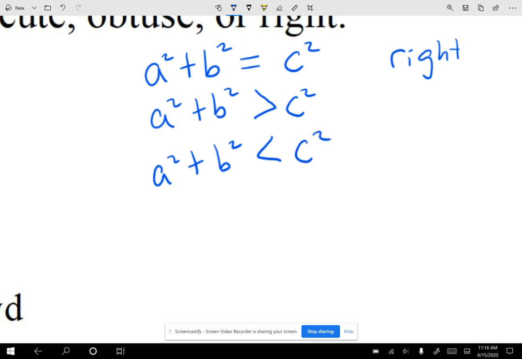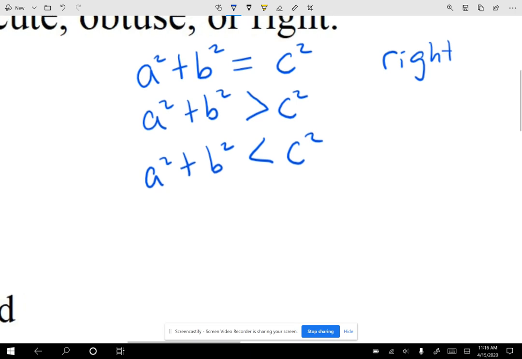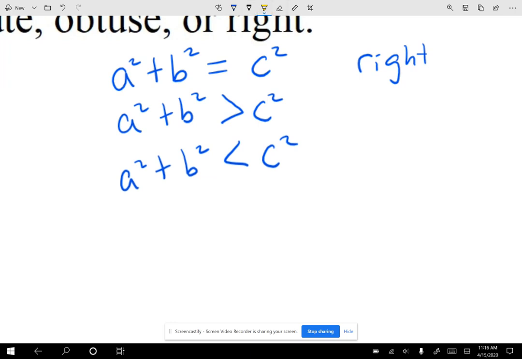So notice they all look pretty similar. It's just the sign. It's either equal sign, greater, or less than. Now, the last two are either going to tell me acute or obtuse. To help you guys remember, because I could easily say, well, a squared plus b squared is greater than c squared, that gives you an acute triangle. A squared plus b squared less than c squared, that gives you an obtuse. I can easily just say it. That's how it goes. But how am I going to help you guys?